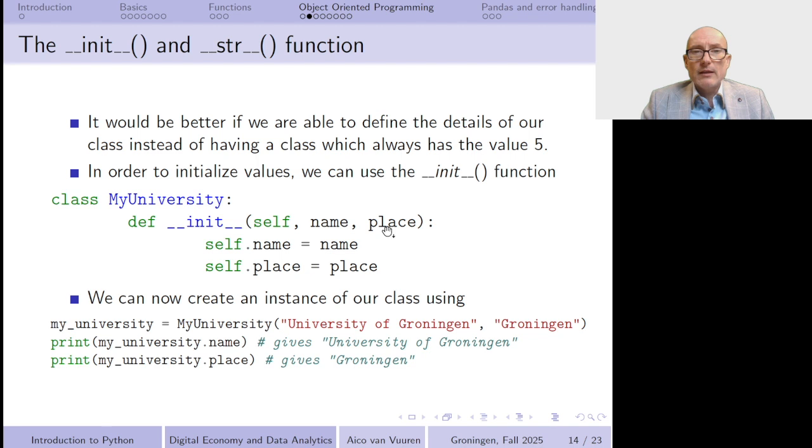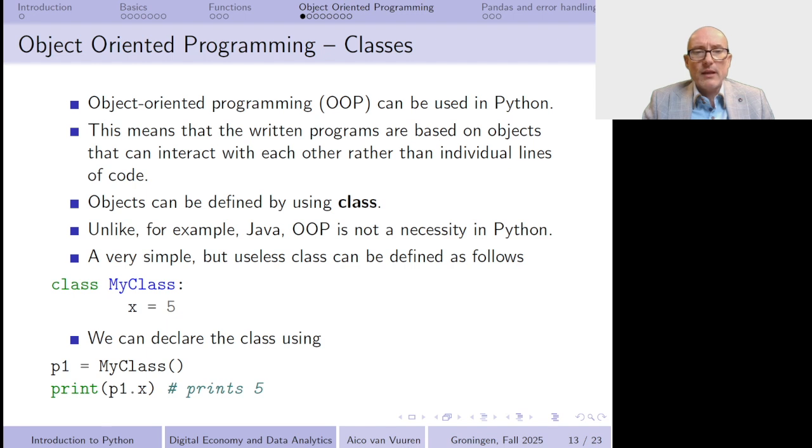Take into account that because this one is self dot name and this one is self dot place, it implies that this variable itself is not the same as the variables that we have over here. This looks a little bit difficult, but it's actually not that much different from what we have seen on the previous slide. There we also saw that at the moment that we have declared the class as being P1, P1 also has its X.